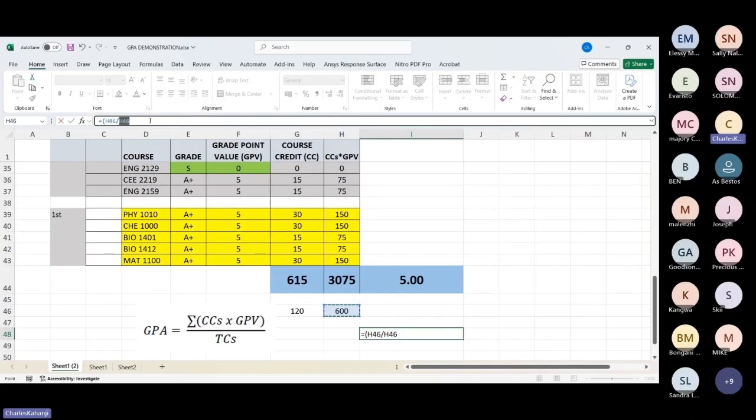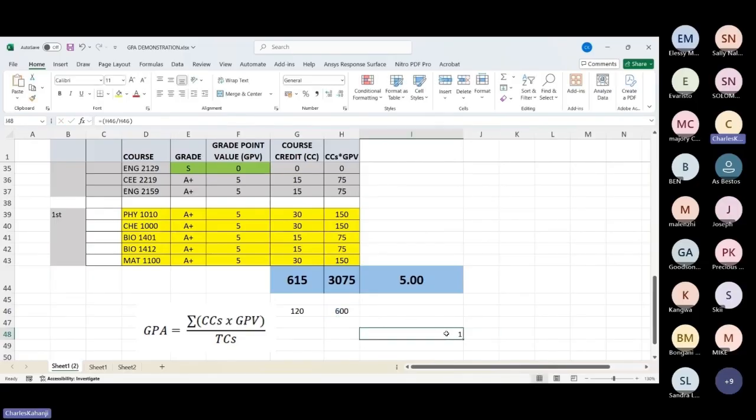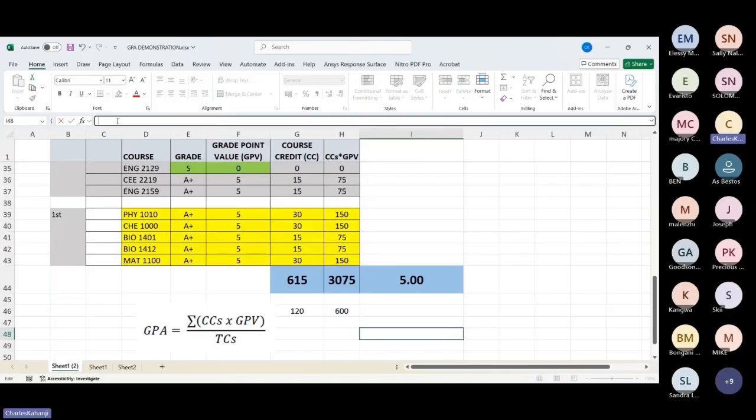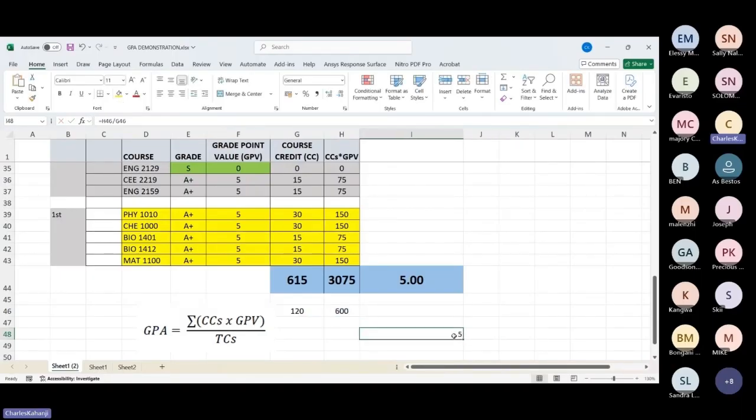G40, G46. Sorry, made a mistake. So you are going to divide that by that. So you see, you have a GPA of 5.